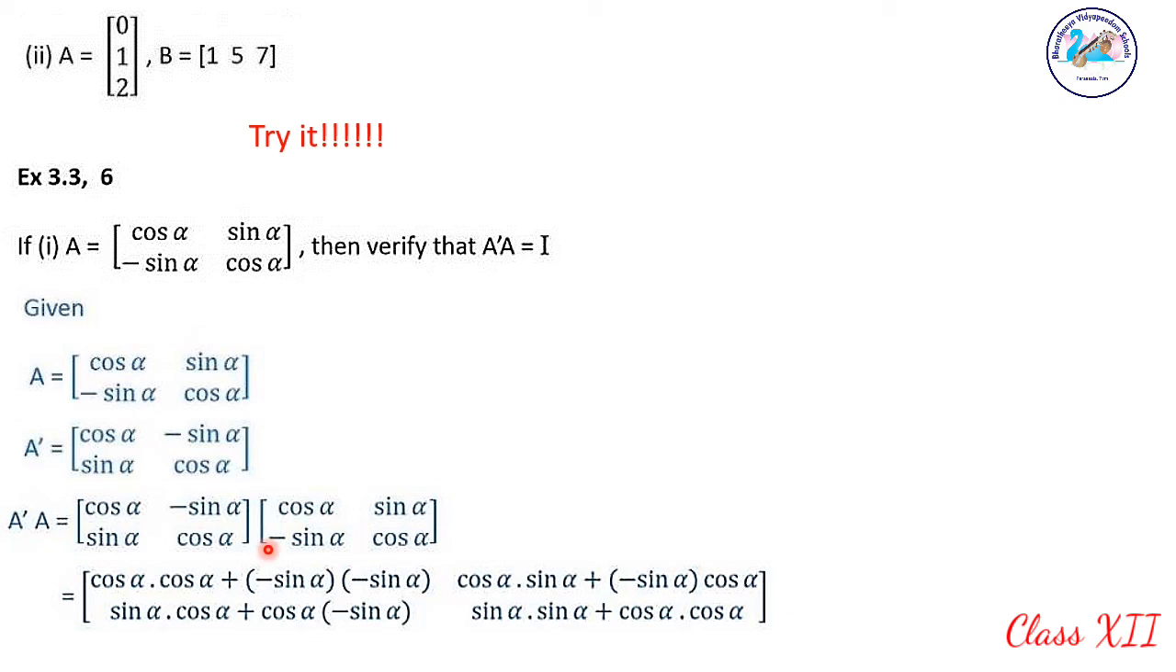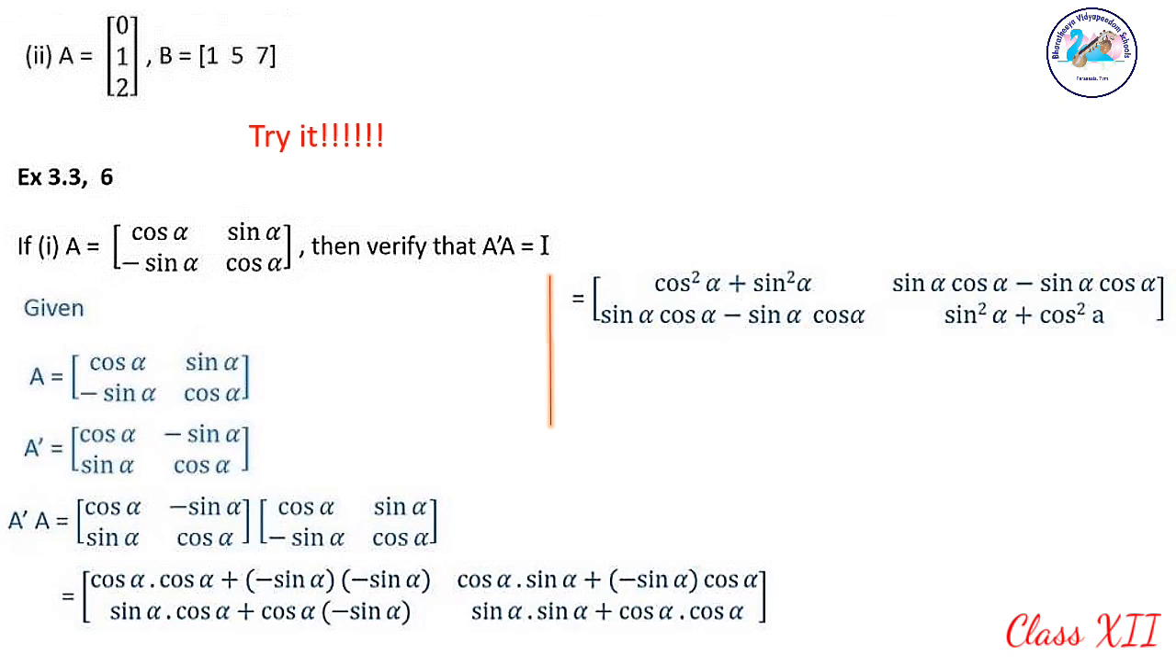Then second row with the first column, sin alpha into cos alpha, it's written, minus cos alpha into sin alpha, or plus cos alpha into minus sin alpha. Anyway you can write, it's not a problem. Then second row with the second column, that is sin alpha into sin alpha, it's written, plus cos alpha into cos alpha, it's mentioned. Matrix multiplication you must be familiar.